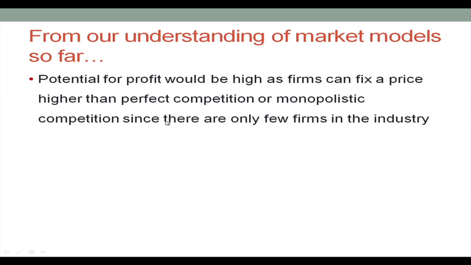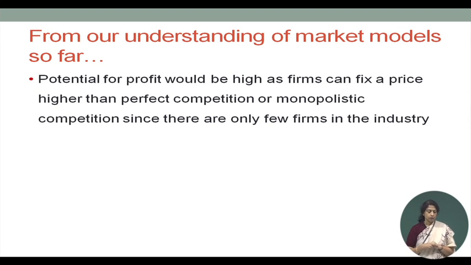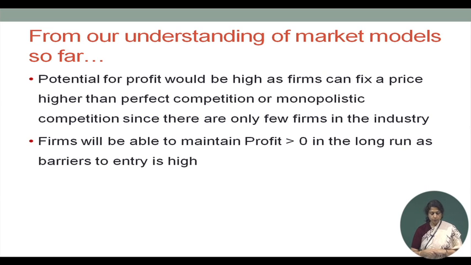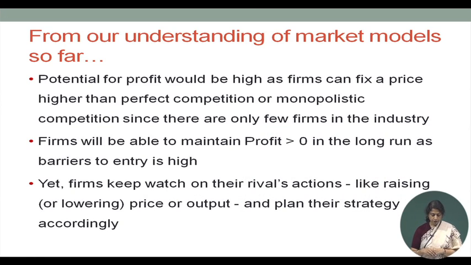From our understanding of market models so far, one might think that the potential for profit would be high, as firms can fix a price higher than in perfect competition or monopolistic competition, since there are only a few firms in the industry. Firms will be able to maintain profit greater than 0 in the long run, as the barrier to entry is high. These points I am making on the basis of what we understand about market structures so far. Yet firms keep watch on their rivals' actions, like raising or lowering price or output, and plan their strategy accordingly.